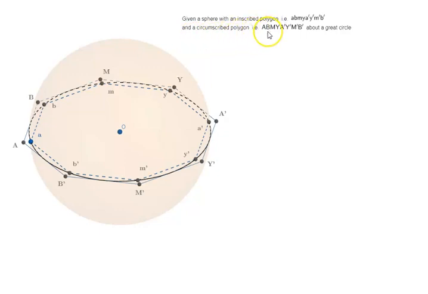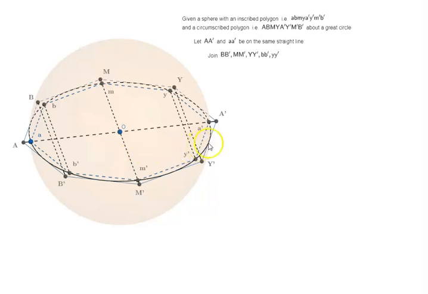Given a sphere with an inscribed polygon and a circumscribed polygon about a great circle of the sphere, let AA' and aa' be on the same straight line. Join BB', MM', YY', bb' and yy'. They are all going to be parallel to each other. Revolve the great circle and the polygons about AA' and aa' to produce the sphere, the inscribed polygonal solid and the circumscribed polygonal solid.